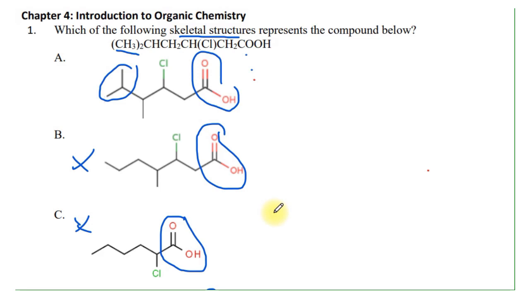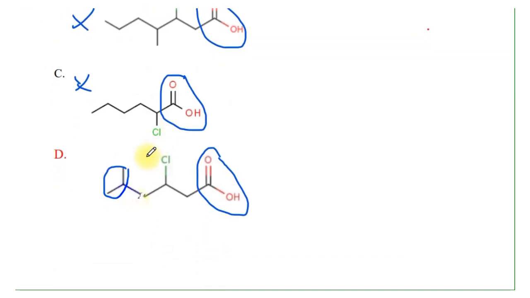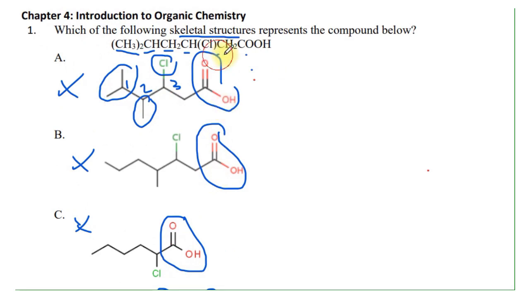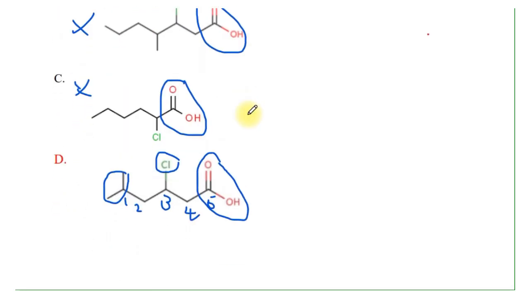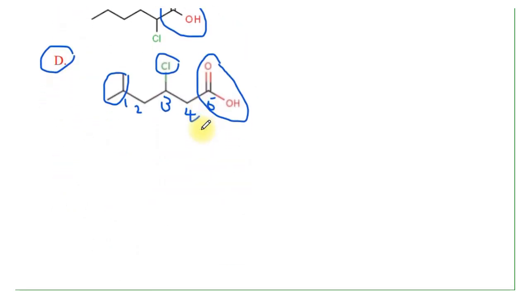If you check carbon number 1, 2, 3, at carbon number 3 there is a chlorine. But here there is a methyl group, meaning that answer A is wrong. Check the other one. Yes, carbon number 1, 2, 3, there is a chlorine, and then 4, 5. So that's why the answer is D for question number 1.